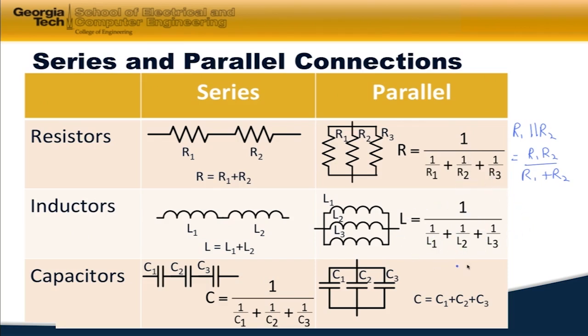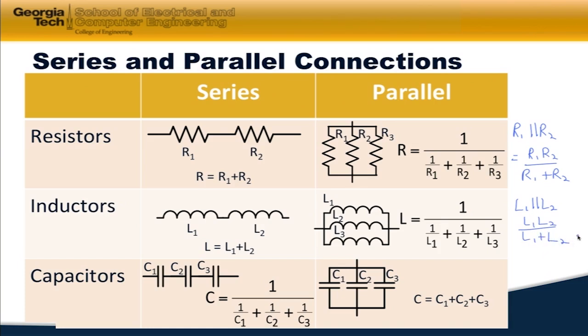So then we've got the same relationship for inductors in parallel, this relationship here. And so we would also say L1 in parallel with L2 would be L1 times L2 over L1 plus L2.